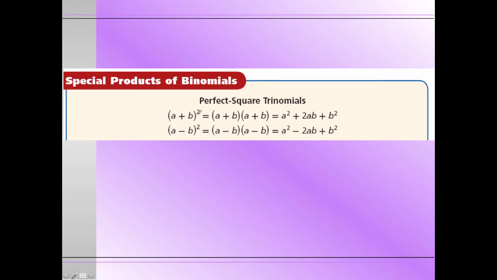(a + b) squared: the first term squared, plus the product of the two terms, doubled, and then add the second term squared. If I've got a difference, (a - b) squared, then I've got the first term squared minus the product of the two doubled, plus the second term squared. Again, it's not necessary to memorize these, but it is helpful. It's a shortcut for later.